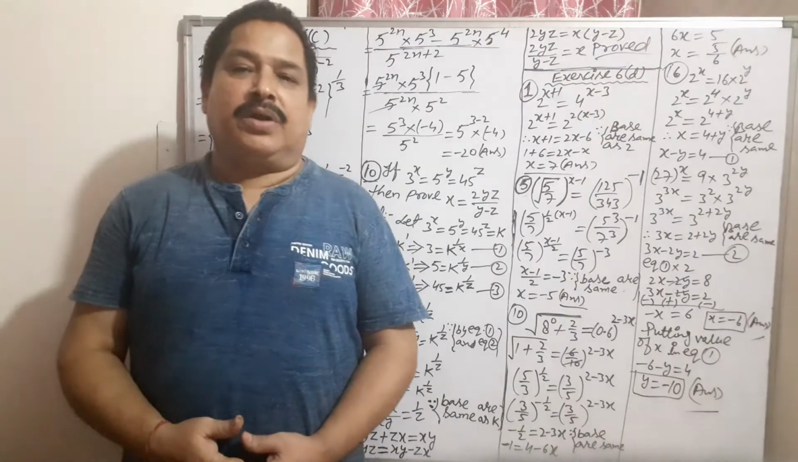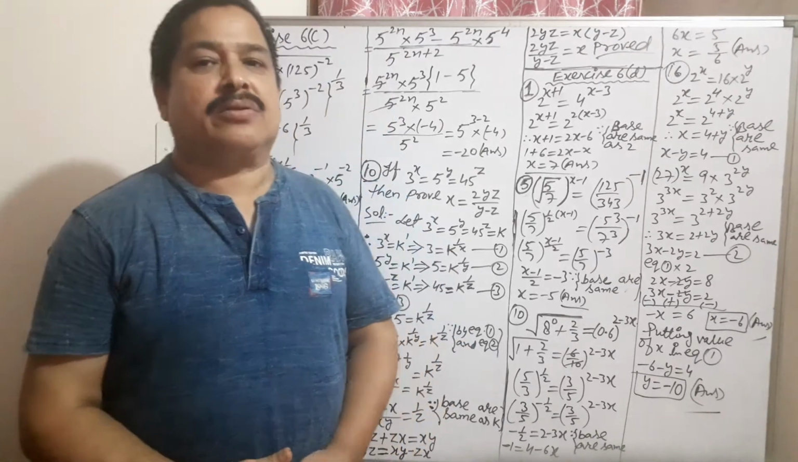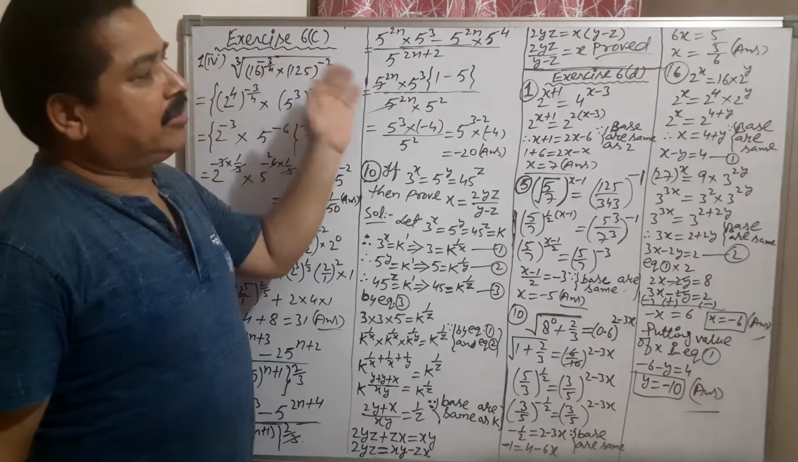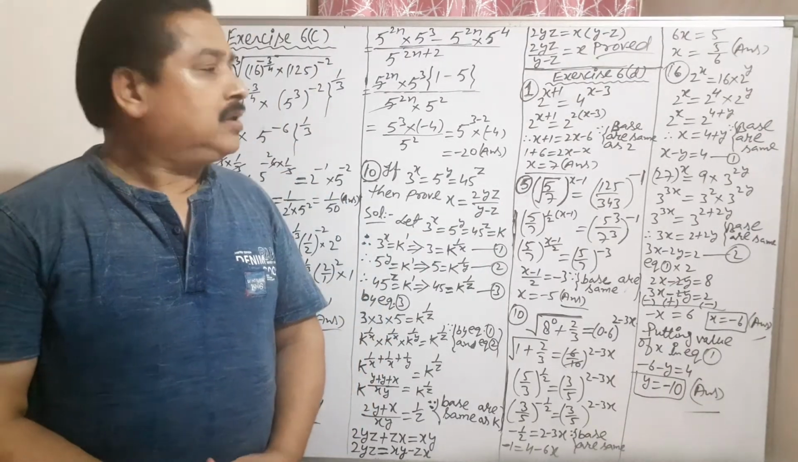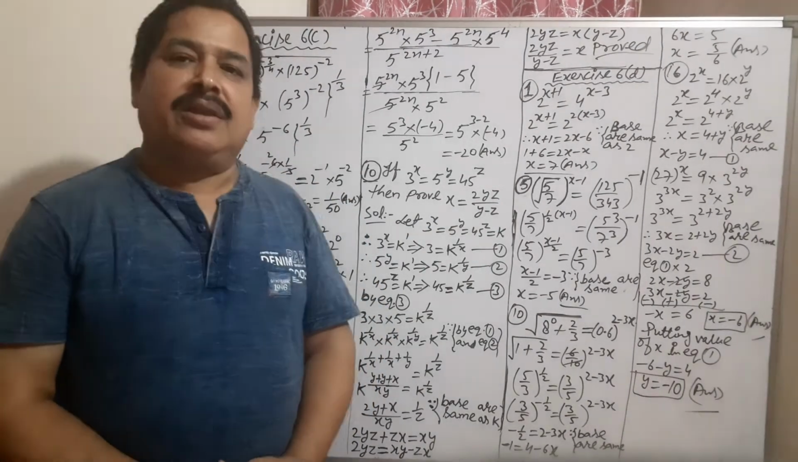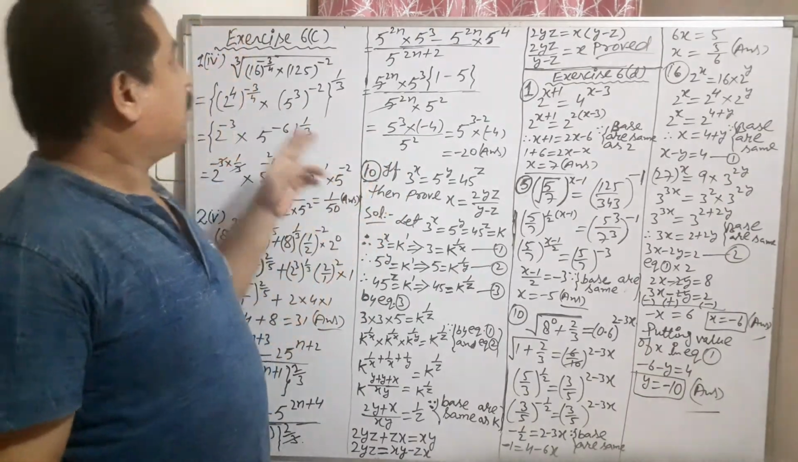Class 9. Today we are starting the remaining exercises of indices, Exercise 6C and 6D. The rules we have already written before Exercise 6A and 6B, the same rules we are going to apply over here.